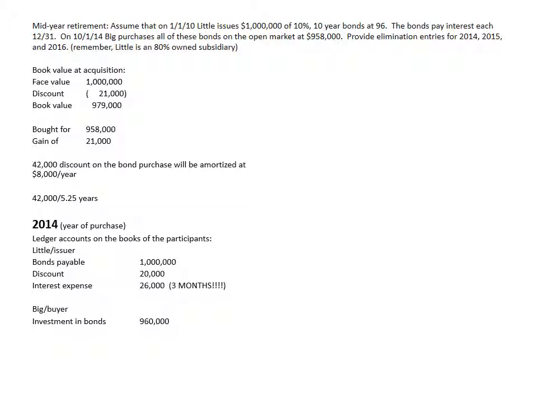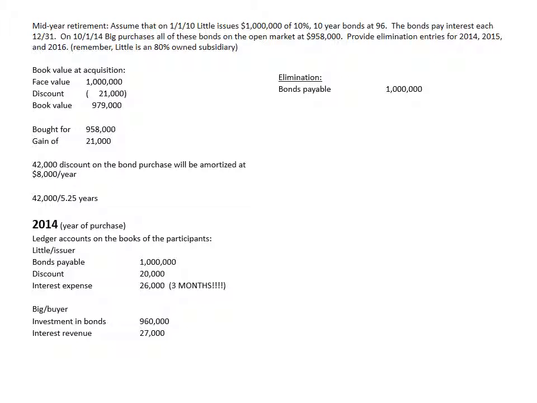Over on Big the Buyer's books, their investment in bonds has risen to $960,000. Again, it was being amortized at the rate of $8,000 per year, and so we would have taken 3 months, or 1/4 of a year's worth of amortization, or $2,000. So again, the initial cost was $958. We amortized $2,000 of the discount, taking us up to $960. Their interest revenue, again for 3 months, $25,000 of coupon interest, plus $2,000 of discount amortization.